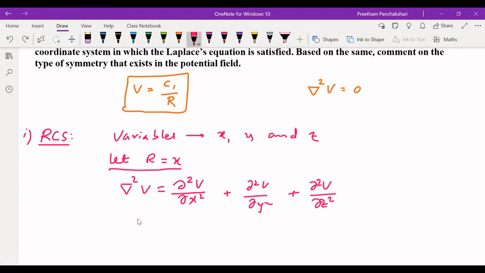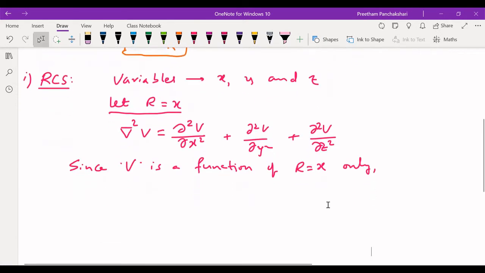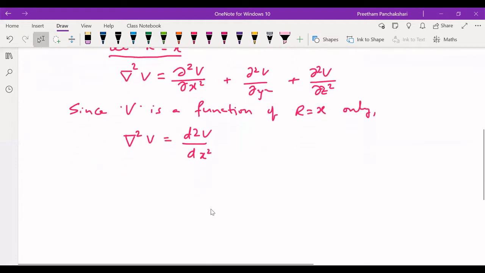Then we shall continue with our assumption. Since V is a function of R, nothing but x only, del square V becomes d square V by dx square. So the two terms are not taken here. They are going to be 0.